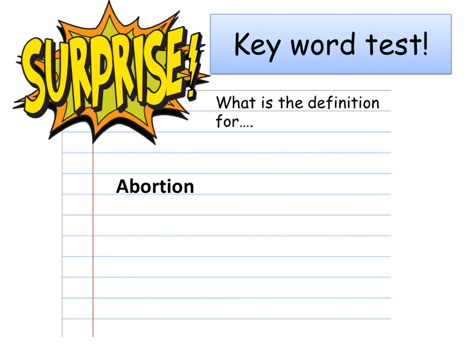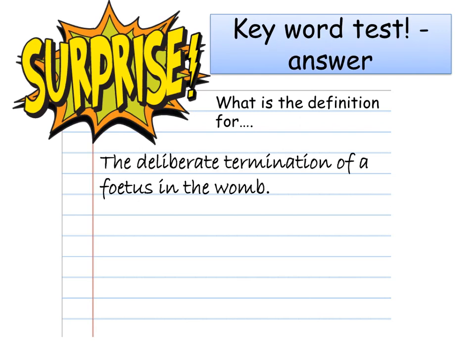Time for another keywords test. Give a definition for abortion. An abortion is the deliberate termination of the fetus in the womb.